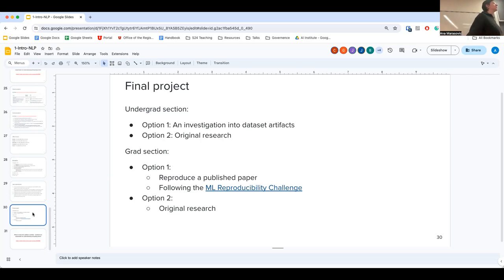Yeah. There's no need for option two, right? Yeah. I think only option two. For option one, I might give you another option to look into this in a completely original way, and then you might want to work with another person. Yeah.